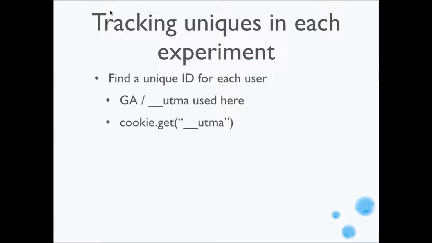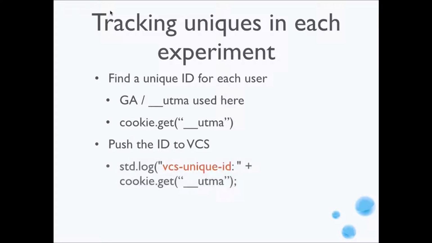In order to get the unique string, the only VCL code needed is cookie.get and the name of the cookie, and you have a unique string. Then you push that ID to VCS along with the other stuff you're pushing, which is std.log and then VCS unique ID and then the actual unique ID.